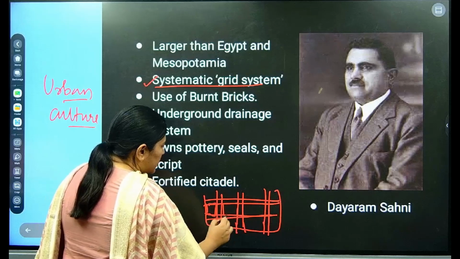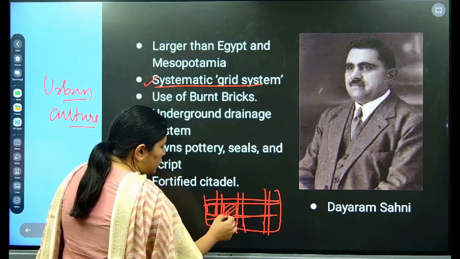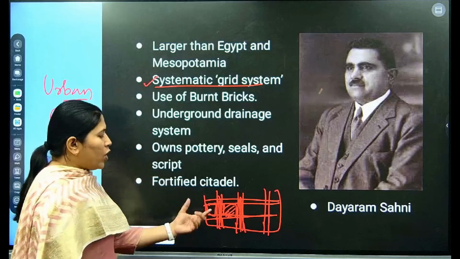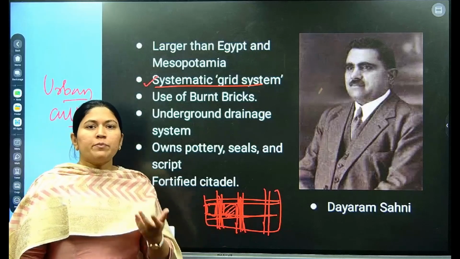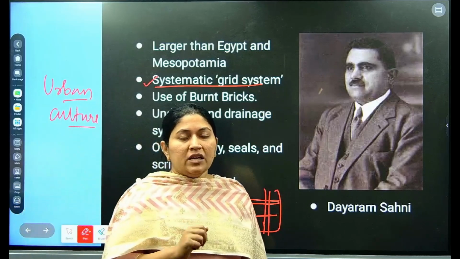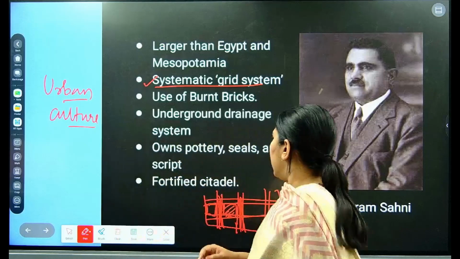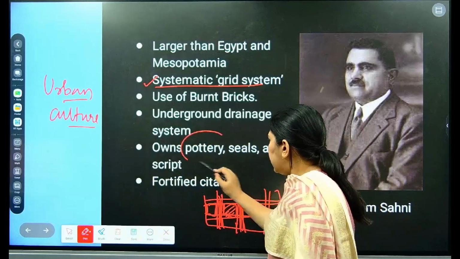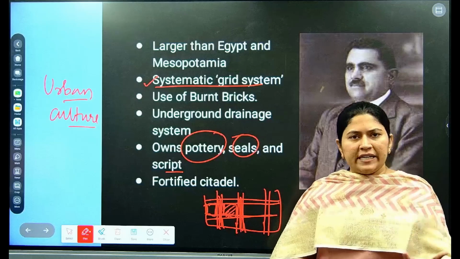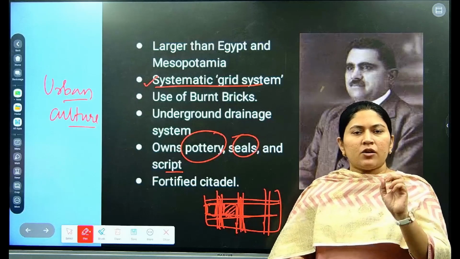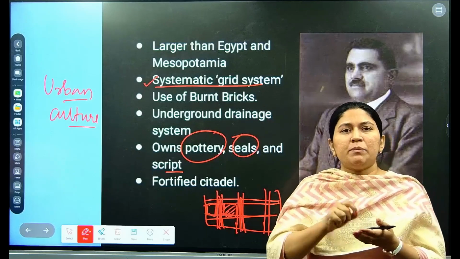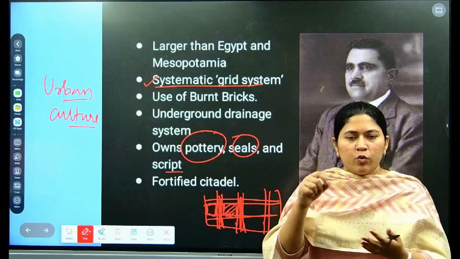So these are the houses and these are the roads to pass by. See what kind of advanced urban planning was being followed before the Common Era. Secondly, he found pottery, seals and scripts. Although the scripts were not decipherable, he still came to the conclusion that there was some language that these people spoke or wrote.